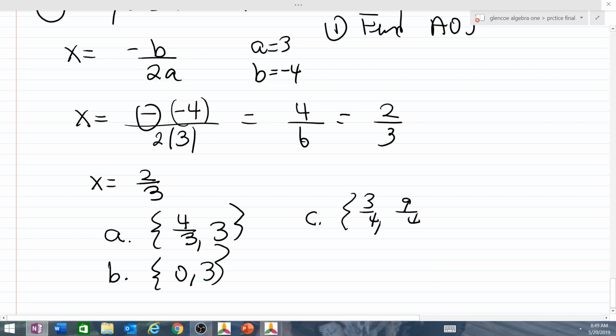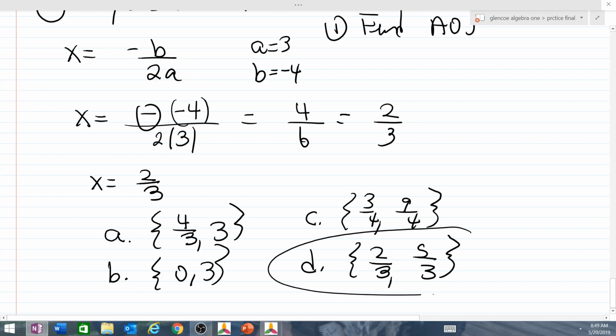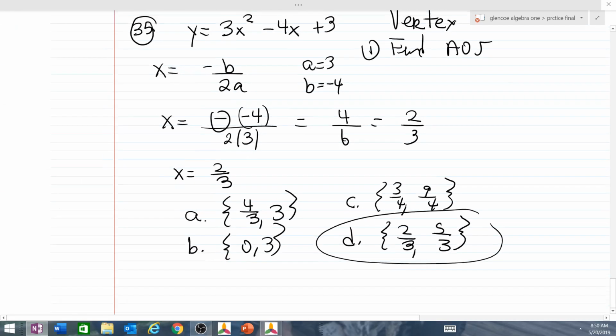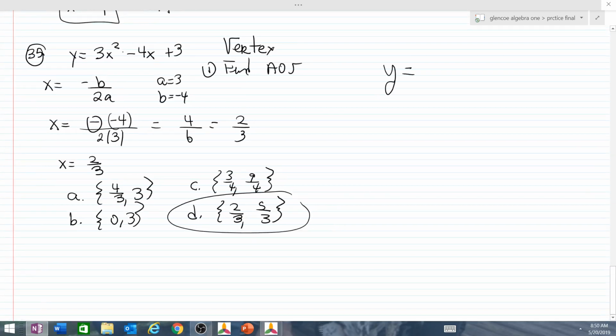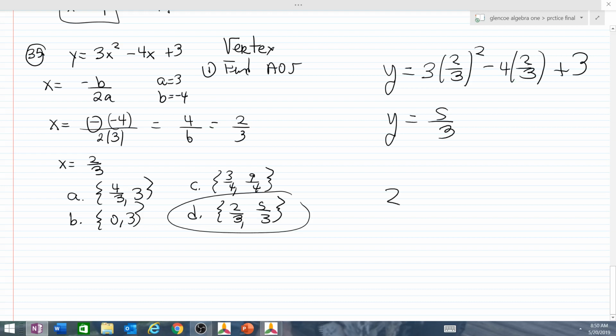And don't be surprised if several problems fall apart for you like this on the real final as well. Why are you done? It's the only answer that has the x coordinate of 2/3. How about, oh, Miss Urso, I don't know what to do, show me. Okay, I could show you. To find y, all you do is plug in 2/3 for x back into the original equation. But it's not necessary. And then you can do the mechanics and you would get y equals 5 over 3. Does that help you? Are you sure?